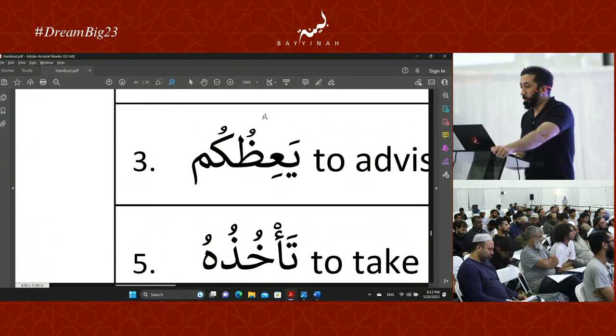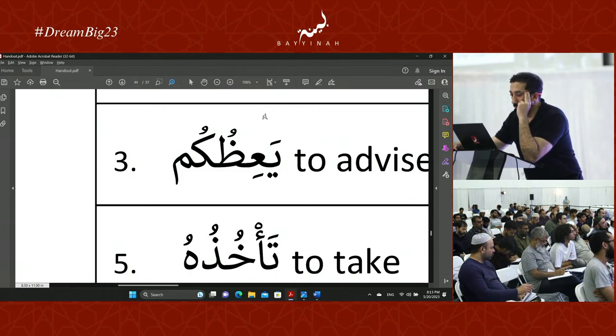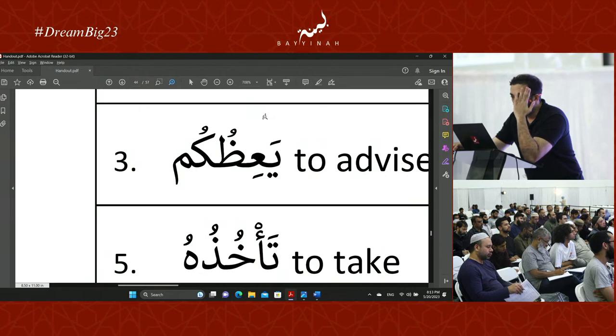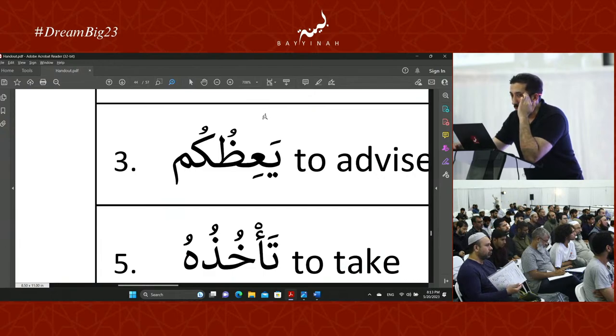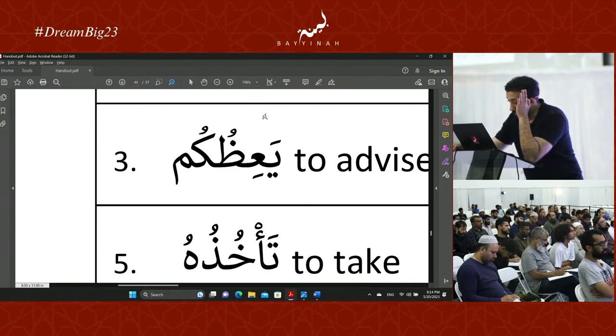Ya'idhukum. There's an old process from yesterday. I wonder if you still remember it. There's an old process. Oh, it's been a long time. Do you see an attached pronoun? Where? What is the process that you learned yesterday for attached pronouns? Find it and ignore it, but make sure you understand the meaning. What's the meaning of kum? You all. We'll come back to that.